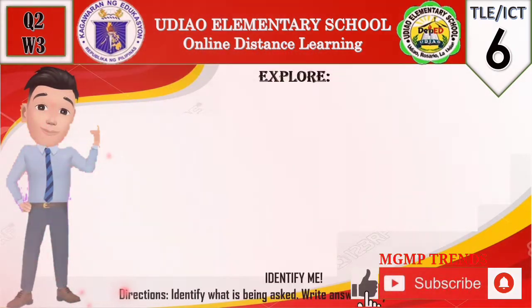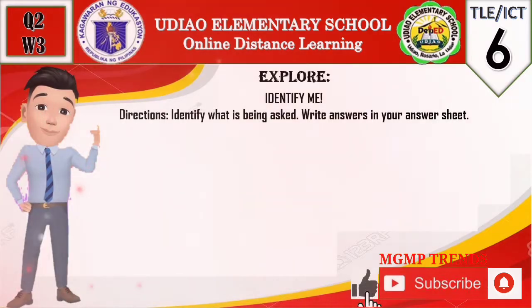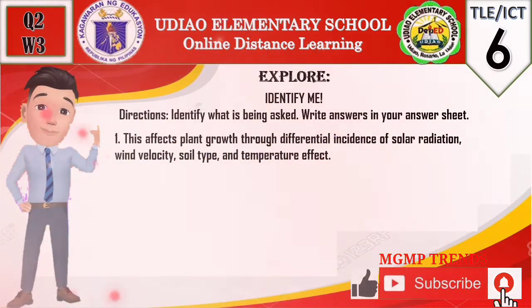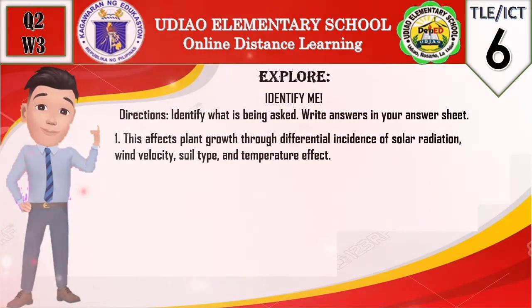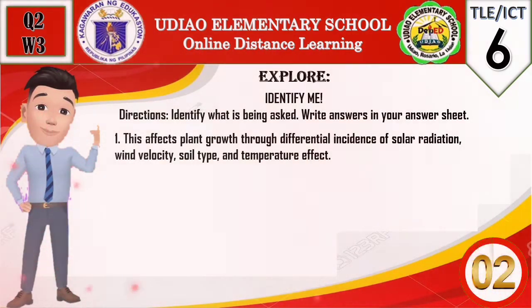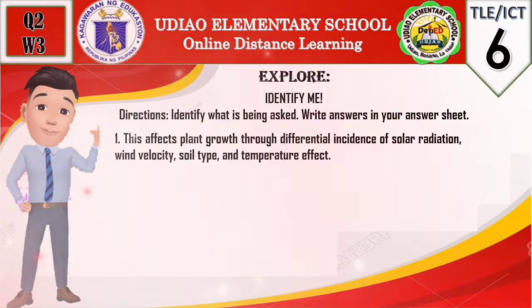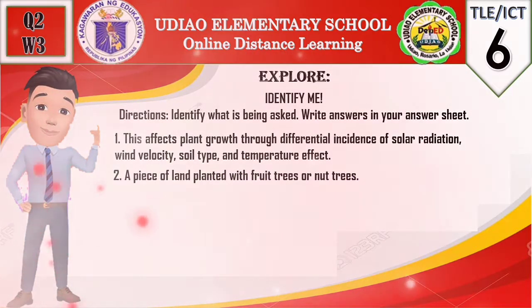Here is your activity. Identify what is being asked. Write answers in your answer sheet. Number 1. This affects plant growth through differential incidence of solar radiation, wind velocity, soil type, and temperature effect. Number 2. A piece of land planted with fruit trees or nut trees.